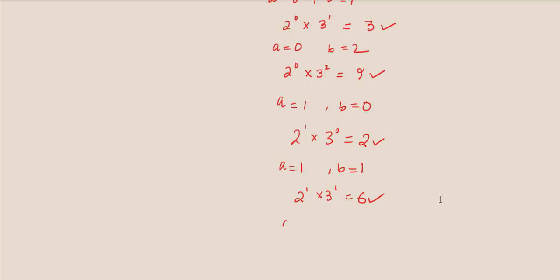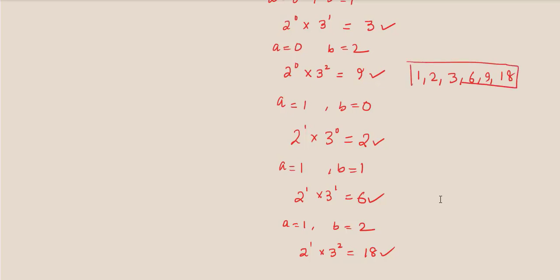It's right. When A is 1 and B is 2, at that time we get 2 to the power 1 multiplied by 3 to the power 2, and we get 18 as the factor. Okay. So the possible factors are 1, 2, 3, 6, 9 and 18. These are the possible factors of 18.